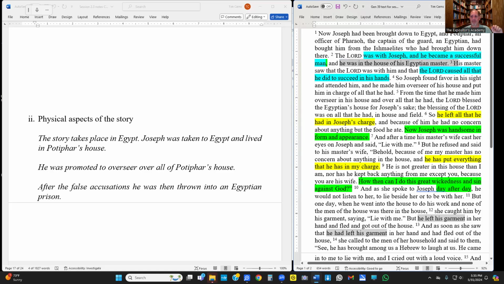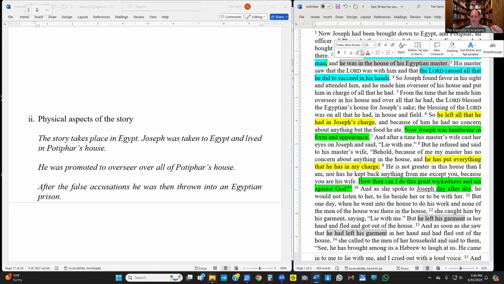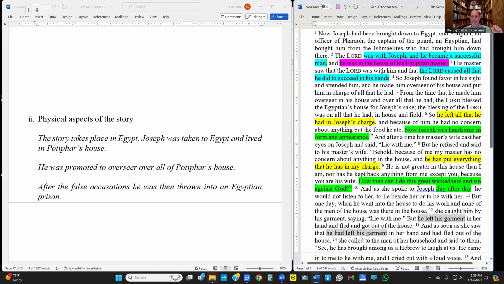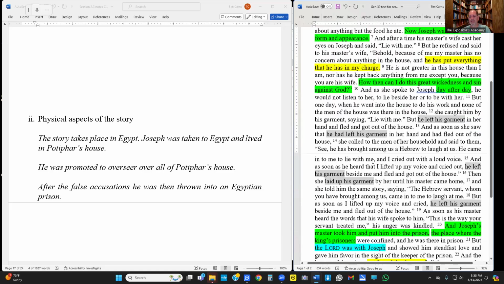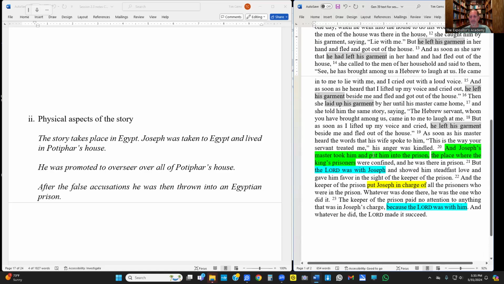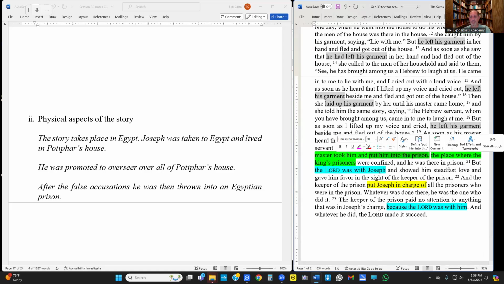Okay, so let's see what color I can highlight this in. All right, Joseph had been brought down to Egypt. So he's in Egypt in the house of Potiphar. And then the setting changes at the end of the story, he was put in prison. All right, so we would note physical aspects of the story.